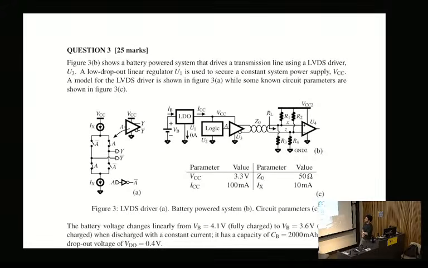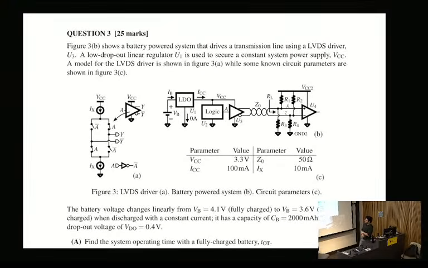Figure 3b shows a battery-powered system that drives a transmission line using an LVDS driver, U3. A low dropout linear regulator is used to secure a constant system power supply, VCC. A model for the LVDS driver is shown in figure 3a, while some known circuit parameters are shown in figure 3c.